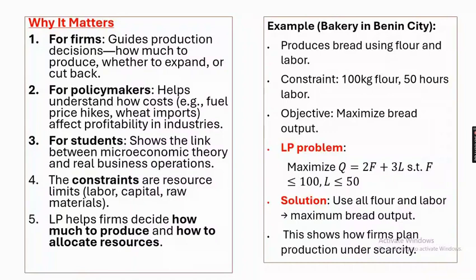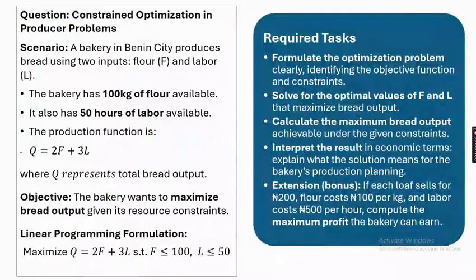Let us model the bakery's production mathematically. It uses flour, denoted F, and labor, denoted L. The production function is Q equals 2F plus 3L. Constraints are F less than or equal to 100 kilograms and L less than or equal to 50 hours. The objective is to maximize bread output. The LP problem is maximize Q equals 2F plus 3L subject to those constraints. Using all flour and labor gives the maximum output.